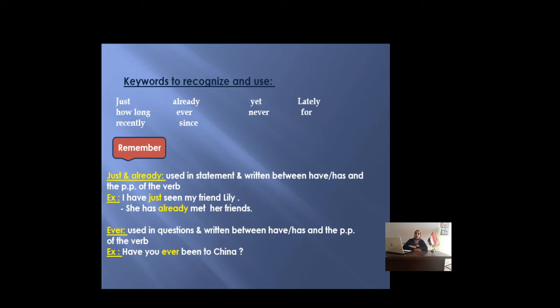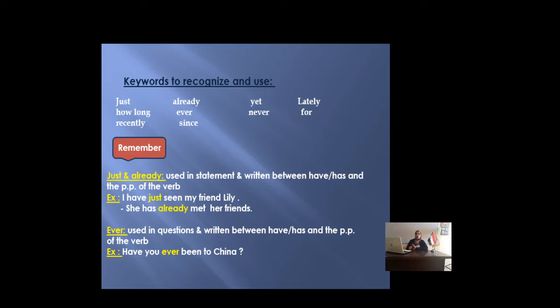Now, first of all, you are going to have a sandwich. What is a sandwich? You are going to put just and already between the two forms of the present perfect tense. For example, if I say I and you have and the PP, you are going to say I have just finished my homework. So mom keeps calling and telling you, please finish your homework. So you have to say, oh mom, I've just finished it, so don't worry.